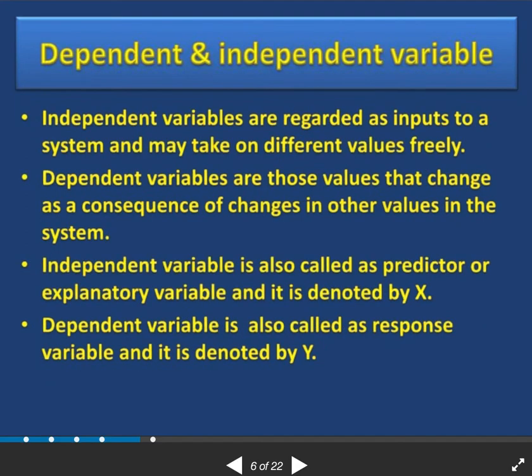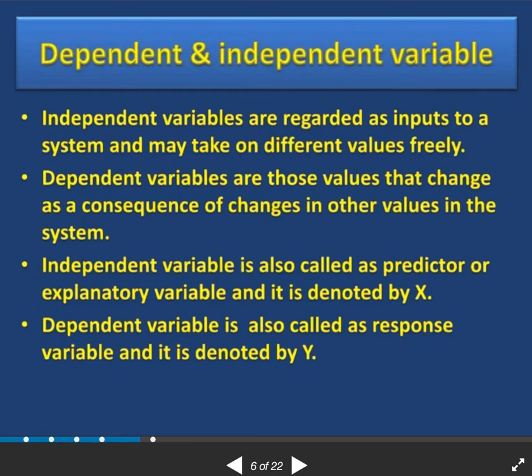So dependent and independent variables, there's a lot of different characteristics and rules that you need to know, which will be mentioned in lecture. So the independent variables are regarded as inputs to a system and may take on different values freely. Now dependent variables, so our outcome, are those values that change as a consequence of the change in our independent variables. So how does income change when we're a different gender, or when we have higher levels of education, or if we live in a densely populated area?